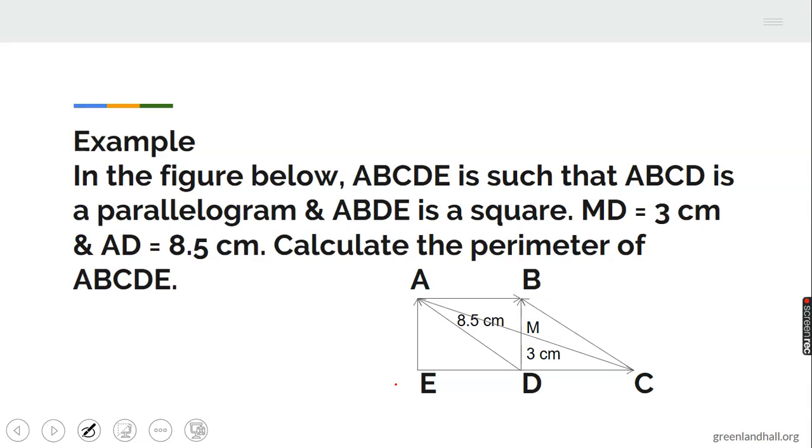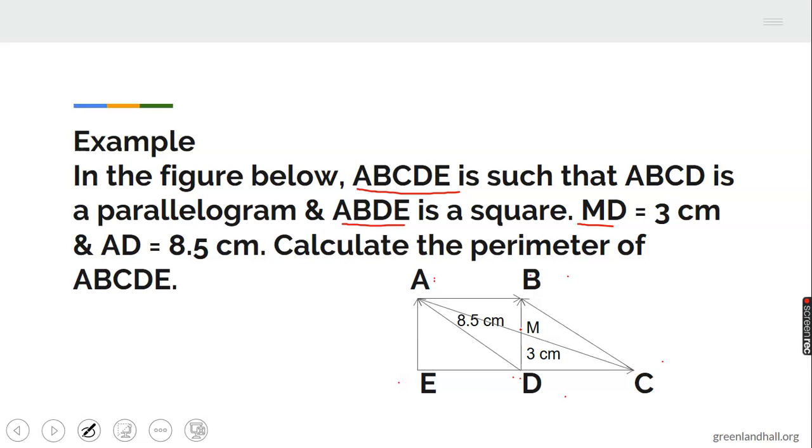In the figure below, ABCD is a parallelogram. This is a parallelogram. ABCD is a parallelogram, and ABDE is a square. MD is 3, from here to here is 3, and AD here is 8.5. Calculate the perimeter of this entire shape, A, B, C, D, E.